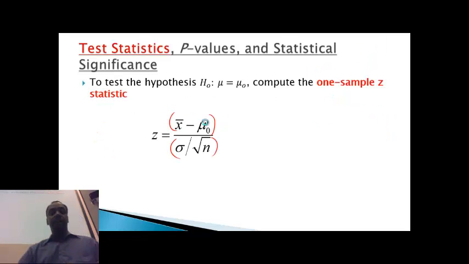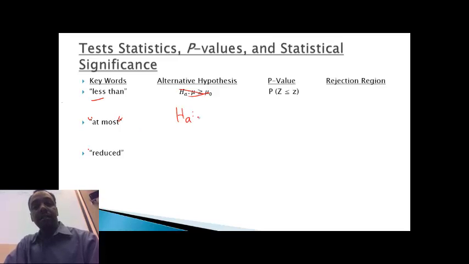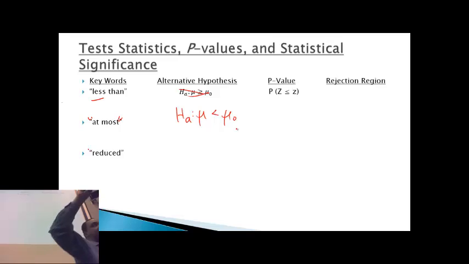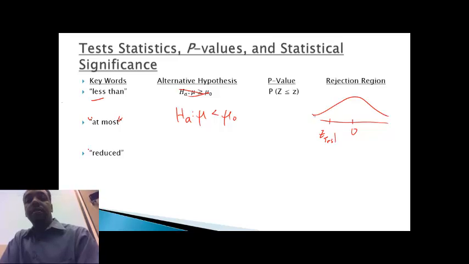But on the other hand, you have these other guys. Less than, and then "at most," we'll kind of put that in quotes. I'm not really keen on that one. And then reduced. So then again, the null should be mu less than some mu not. I think you guys have mu less or equal to. Just go ahead and scratch that, the equal to sign from the notes there. And so you want arbitrarily smaller values of z. And this time, the rejection region will be down there.